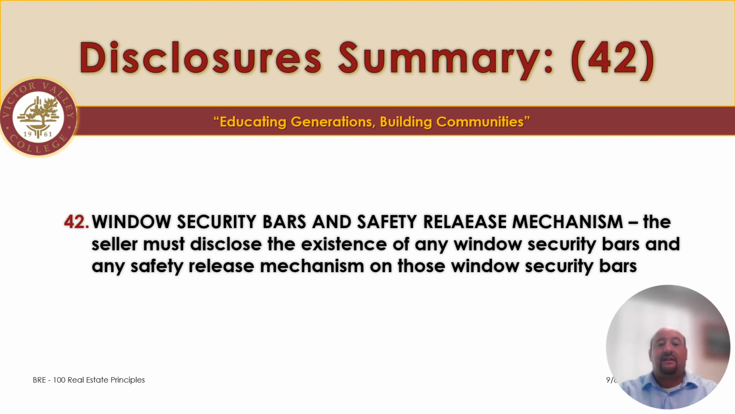And then window security bars and safety release. So if you have security bars on your windows, there has to be a safety release so people can get out of the house in the event of a fire. If those mechanisms aren't working, then they need to be fixed prior to close of escrow.